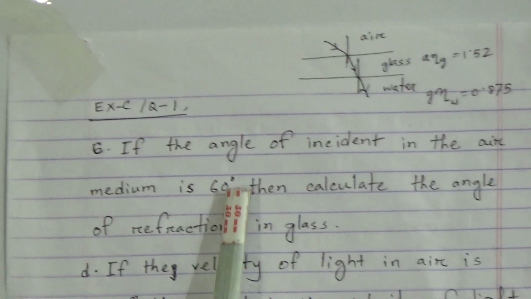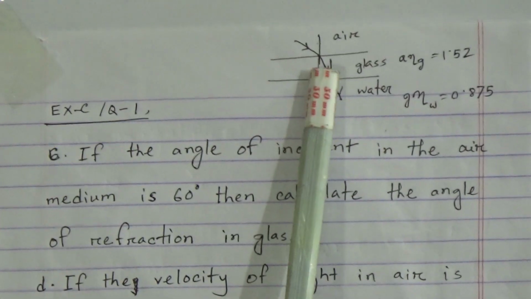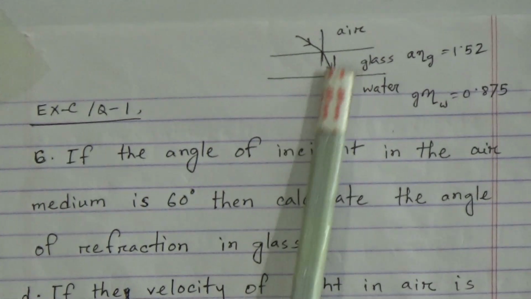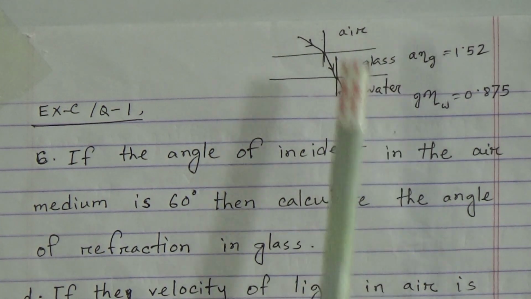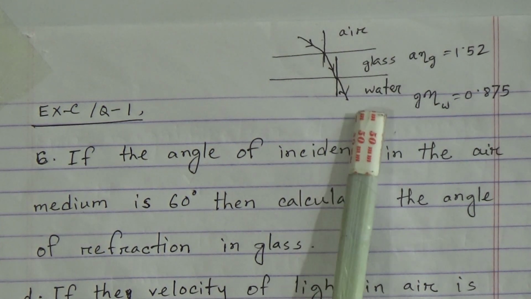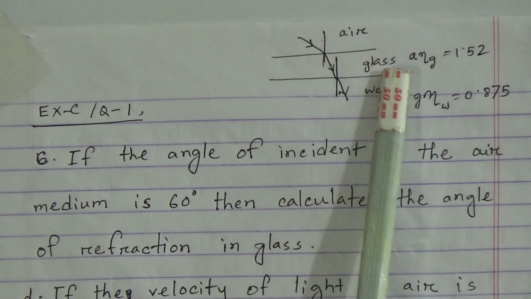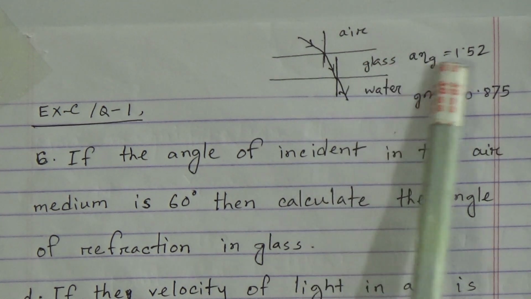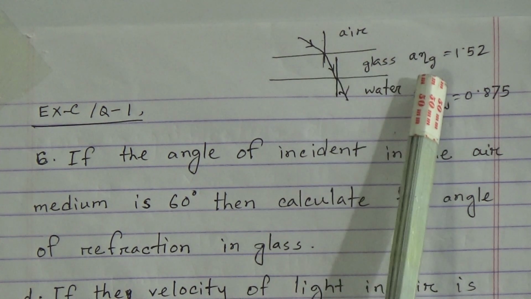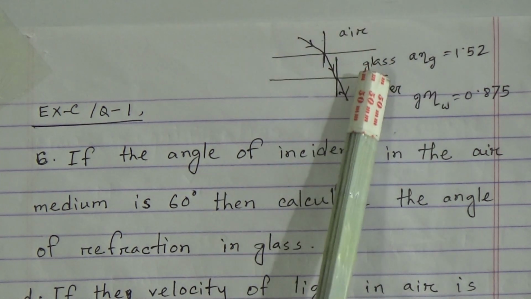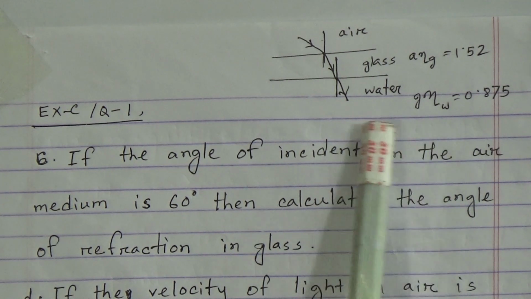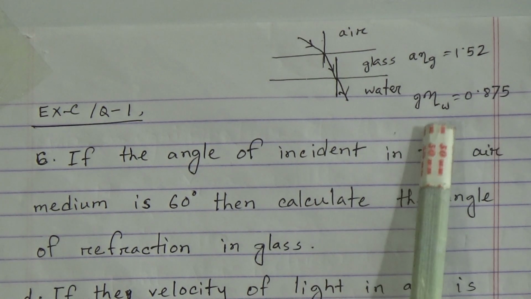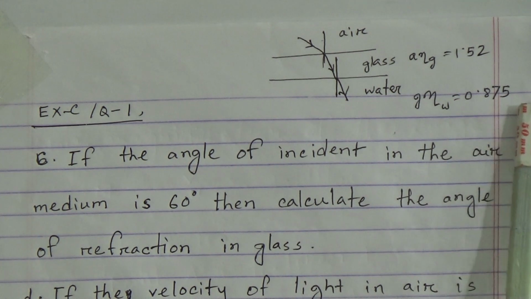This is extra CQ number 1. First of all, see the figure. This one is air medium, the second one is glass, and the third one is water medium. Here the refractive indices are also given: A eta G, that means air to glass refractive index, is 1.52, and the refractive index of glass to water is 0.875.